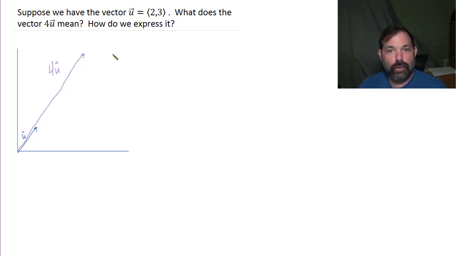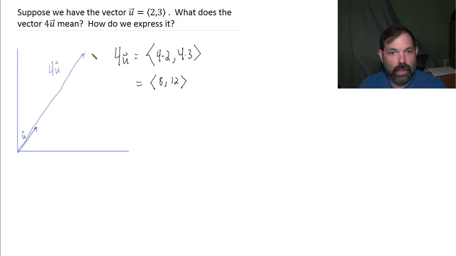Algebraically, 4u, if we think of this as repeated addition, would be 4 times 2, 4 times 3. And so 4u would be 8, 12. And so the terminal point on this 4u vector would be the point 8, 12.